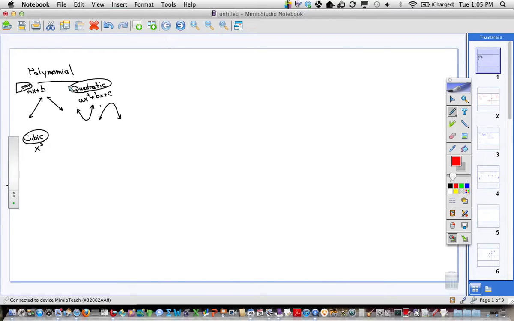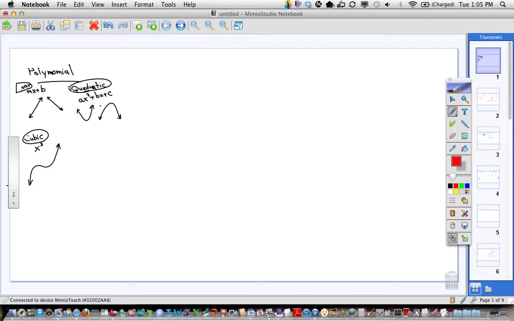We can't have something like x to the 1/2 to be a polynomial. We can't have negative powers. Okay, that's going to be something else. All right, so a cubic is going to look like this. A cubic could have as many as 2 humps, a local max and a local min kind of thing.